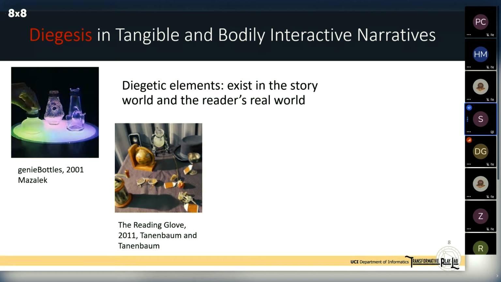Another example is the reading glove. Here, readers explore a non-linear story of a spy by interacting with different objects that the protagonist once interacted with.